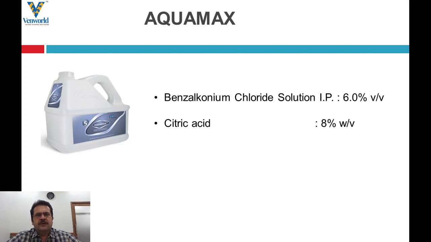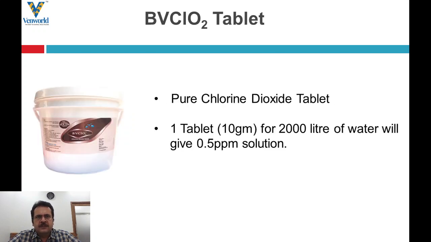Then we were talking about descaler and disinfectant, which is Aquamax, which has a benzalkonium chloride solution 6% and citric acid 8%. It is a potent descaler compound which can be used in wide areas, like on surfaces wherever scale formation is there, for cleaning the fans, and wherever salt accumulation has happened in the machines and all. Everywhere you can use Aquamax.